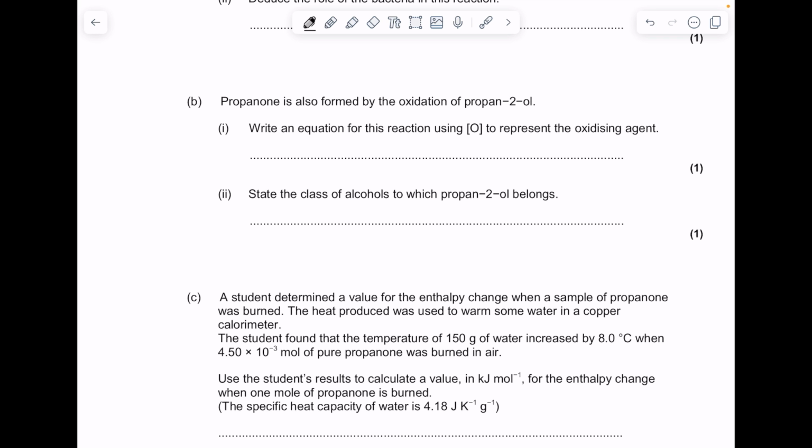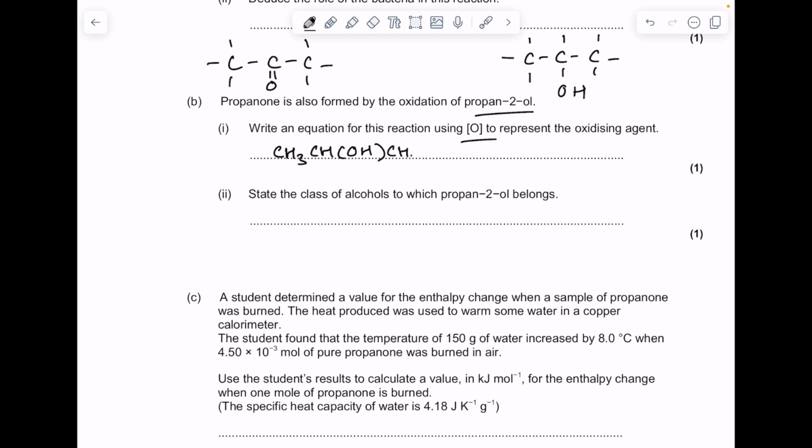Propanone, so that's a ketone, is also formed by the oxidation of propan-2-ol. Write an equation for this reaction using O to represent the oxidising agent. It's fine to draw the displayed formula, or if you find that more straightforward, draw the structural formulae. So let's start with propan-2-ol. It's CH3CH(OH)CH3. There's our oxidising agent. And then here's propanone. And you're going to produce water as your byproduct. State the class of alcohols to which propan-2-ol belongs. You can see here that that alcohol is a secondary alcohol.